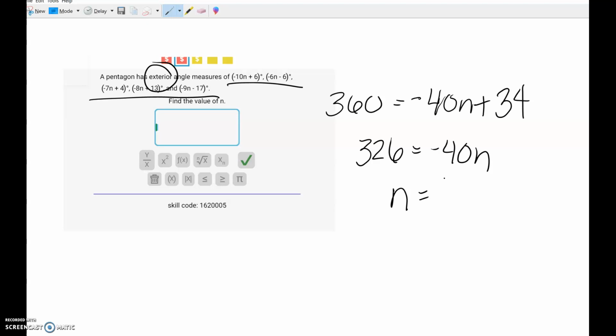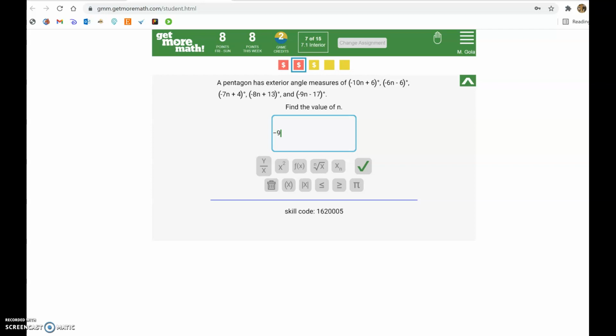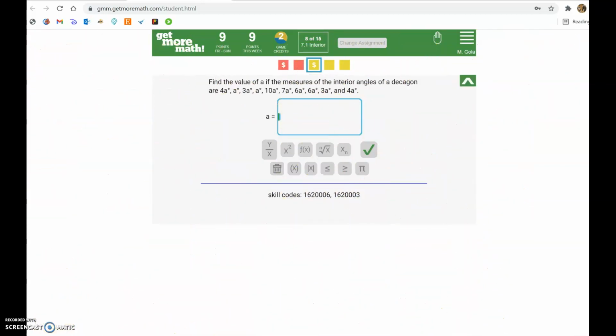I think I added something wrong. Let's just make sure. Okay, that's right. Oh, that's where I messed up. So 4 plus 13 minus 17, so there is no adding for that. So I added those numbers wrong. So after I added all these up, they just equal -40n. So 360 divided by 40, so n is equal to -9. And Get More Math does give you negative values, so it's okay. But negative times negative is a positive. All right.